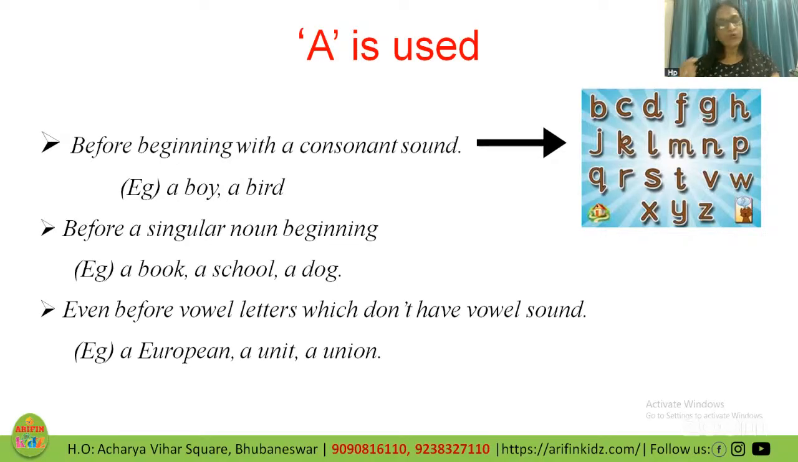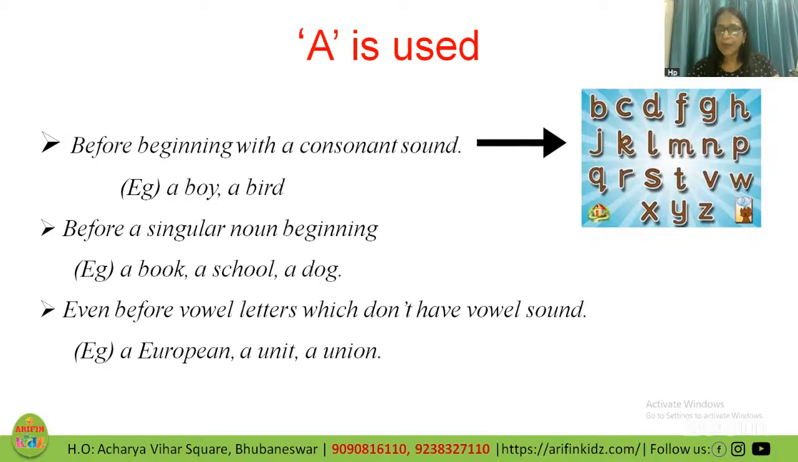A, E, I, O, U are vowels. Sometimes words begin with A, E, I, O, U, but we don't use an, we use a, because the vowel sound doesn't come at the beginning. Okay, let us read. Before a word beginning with a consonant sound, like boy or bird.